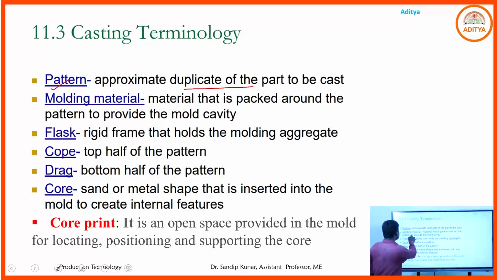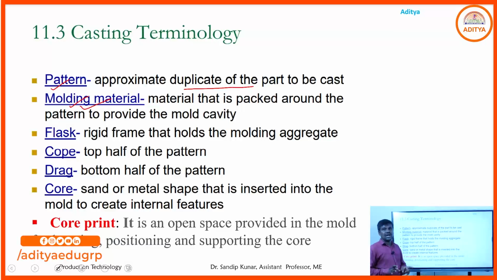Another is the molding material, the material that is packed around the mold cavity. Next is the flask. The flask is the rigid frame of the casting, called the molding box. In that molding box we pour the molding material, keep the pattern, and produce the particular cavity shape.